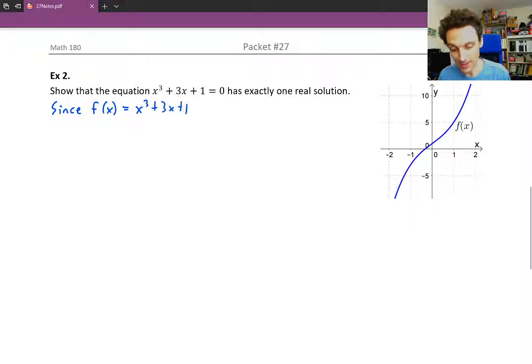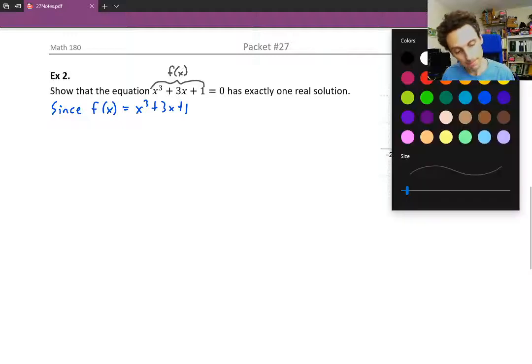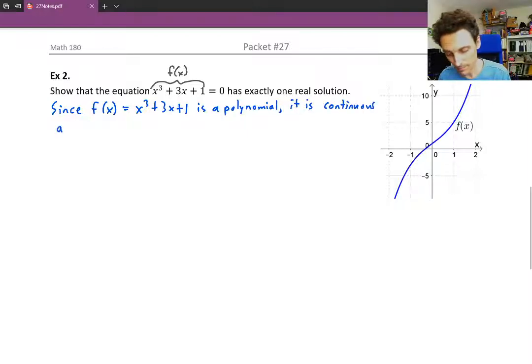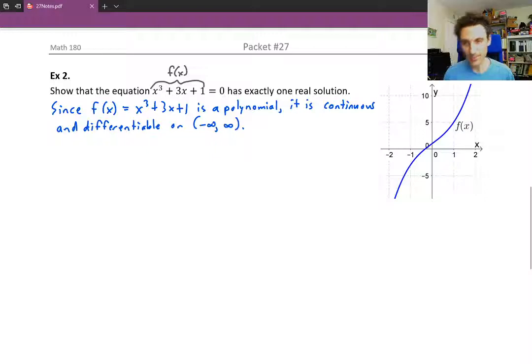And the reason we know that is because here we're going to take our function to be this polynomial on the left side of the equation. And since it's a polynomial, that polynomial is continuous and differentiable everywhere, on the interval from negative infinity to infinity.